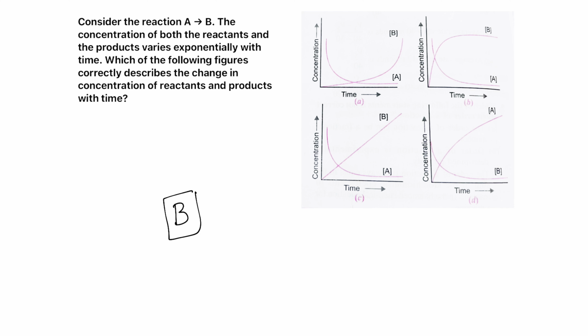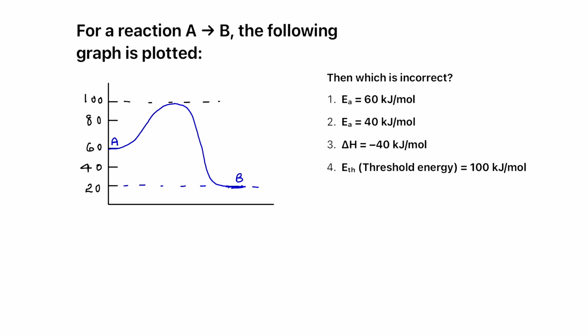For a reaction A gives B, the following graph is plotted. Then which is incorrect? If you check the first two options, it is about activation energy. How to find activation energy? Subtract the energy of the reactant from the peak value. Here the peak value is 100 minus the energy of the reactant, 60. You will get 40. That will be your activation energy. So this is correct, this is false.